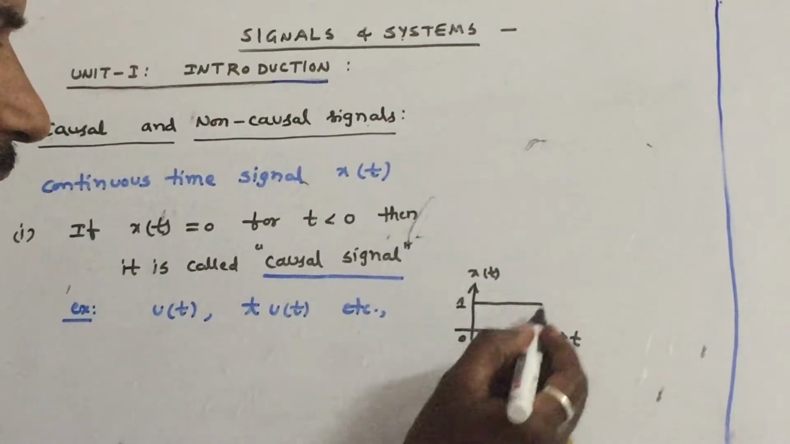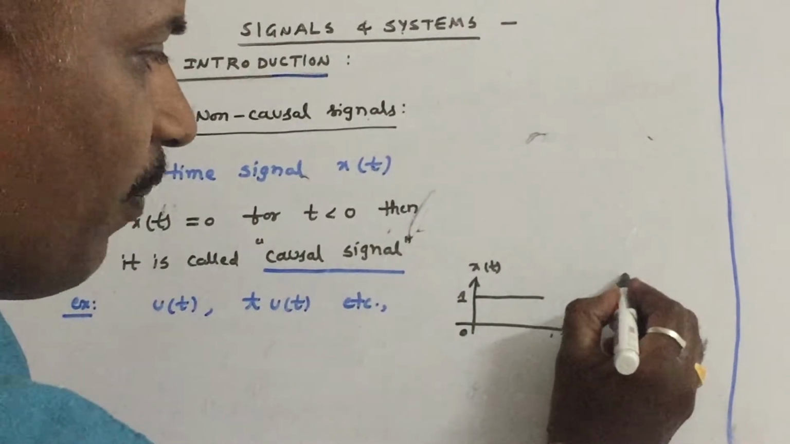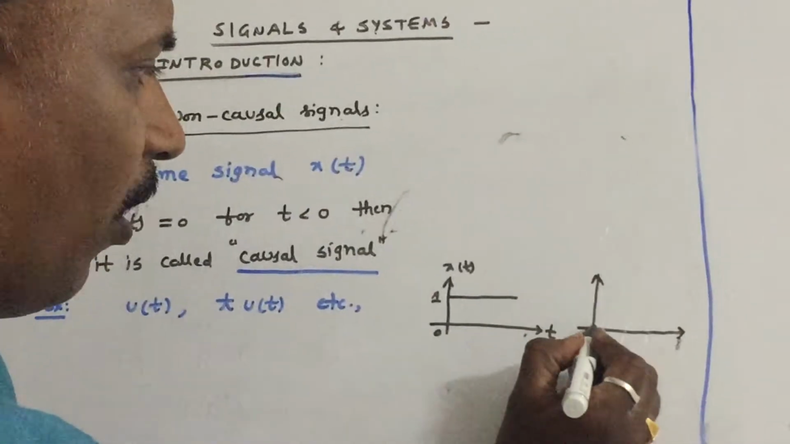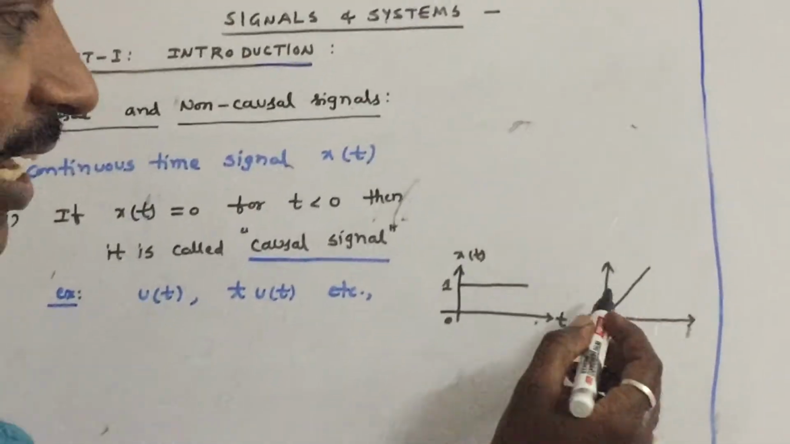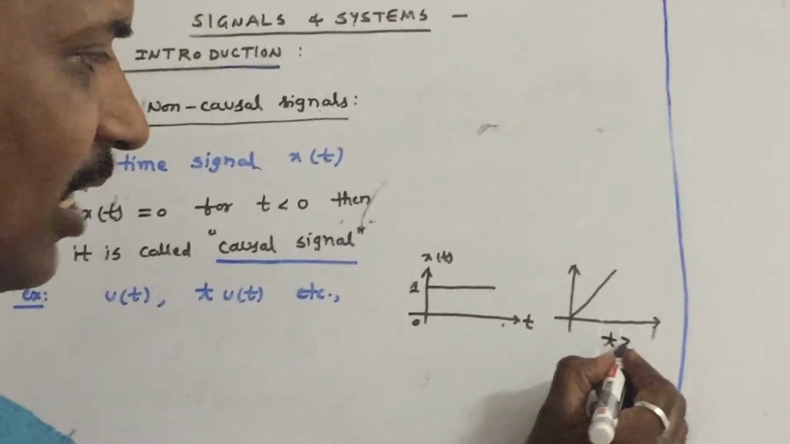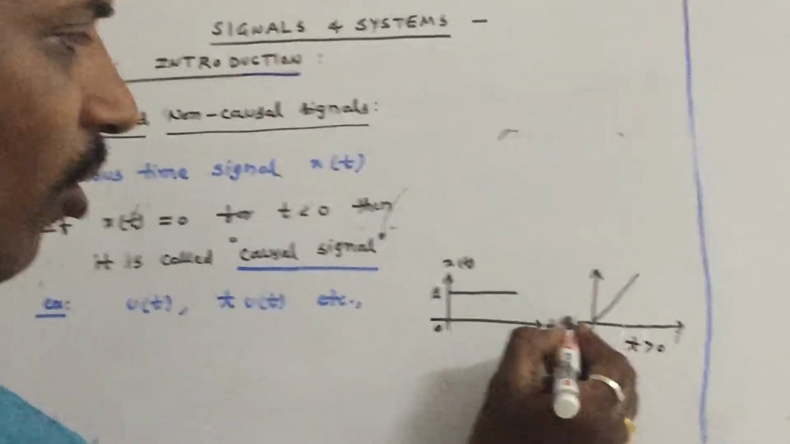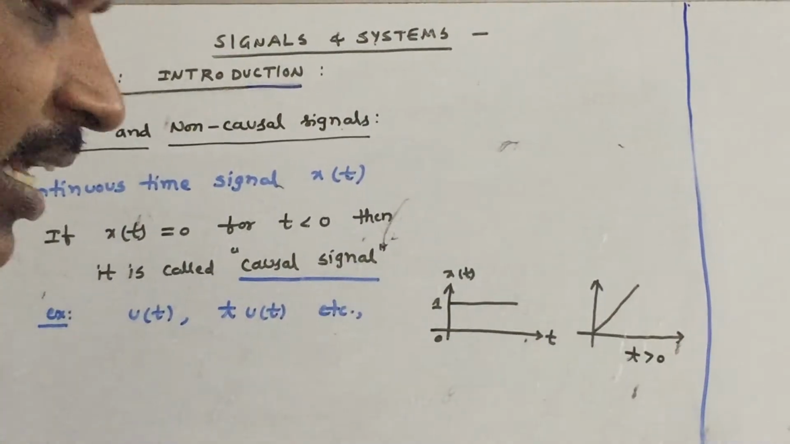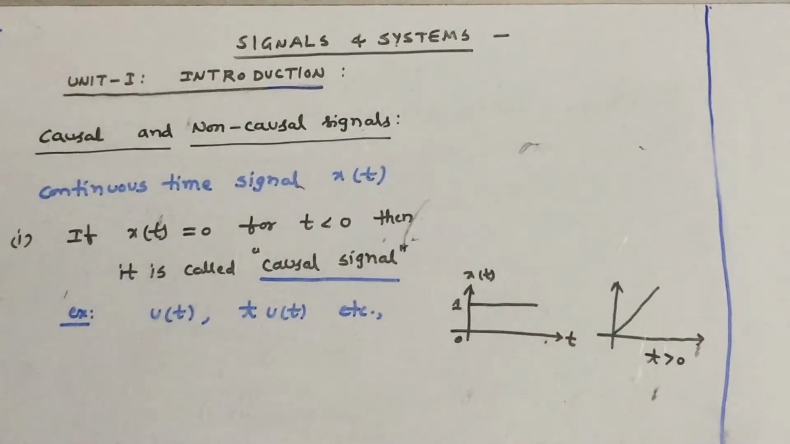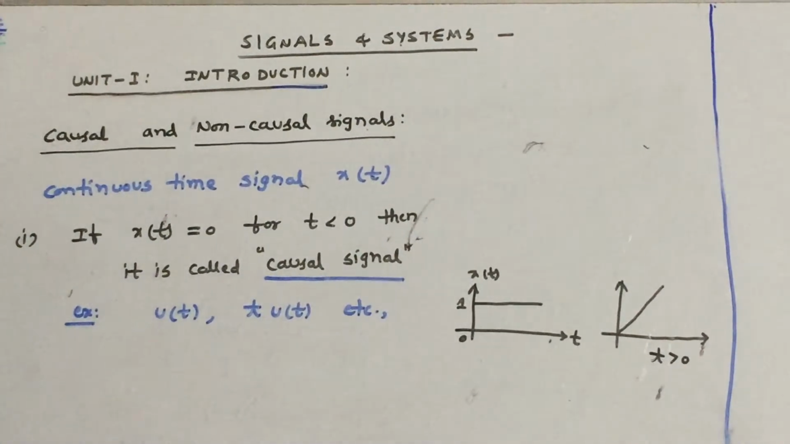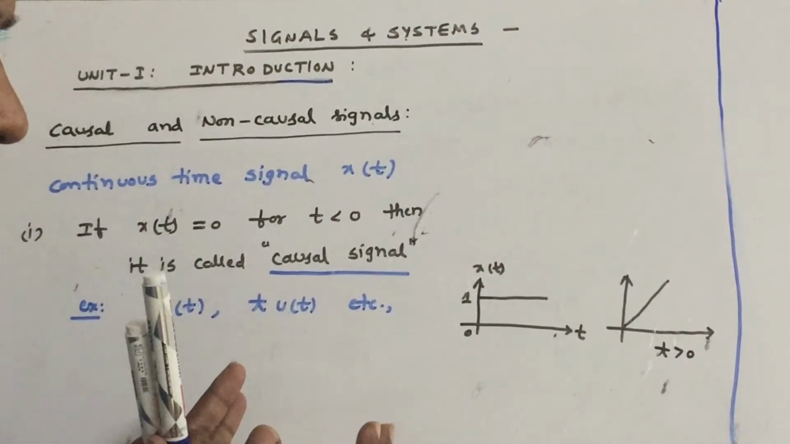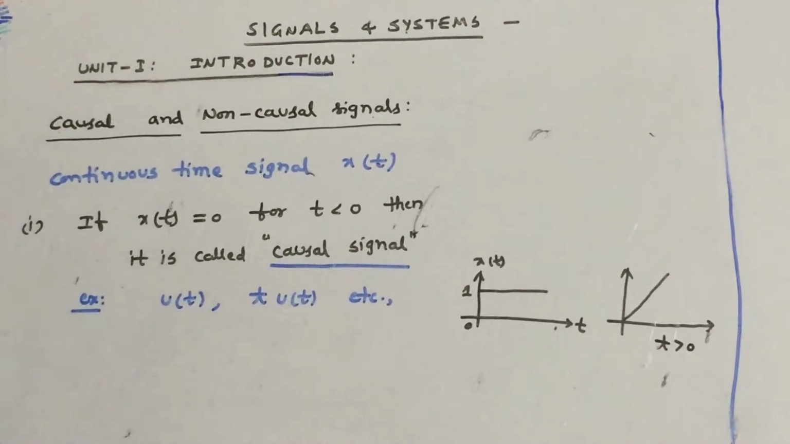So therefore what kind of signal is this? This is causal signal. For example, if you draw t into u of t, since the signal exists only for t greater than 0 and the signal is 0 for t less than 0, which kind of signal is this? This is causal signal. We can draw many examples like this. When we solve problems, we see many examples. Remember that if the signal exists only for t greater than 0, then it is called a causal signal.